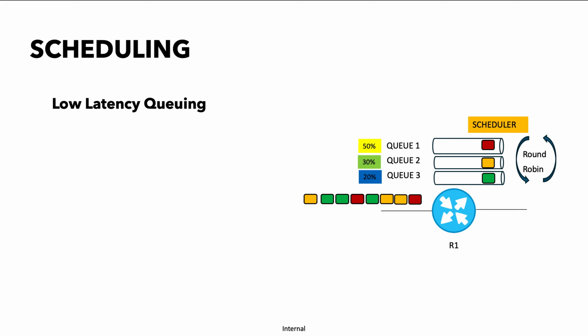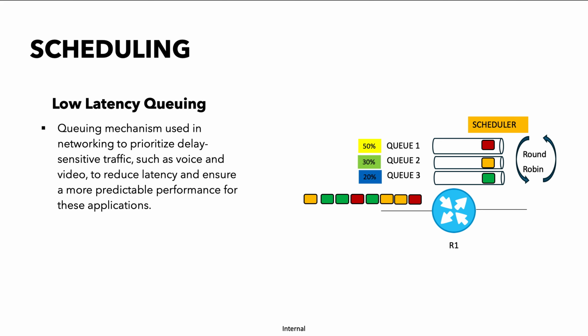It is a queuing mechanism used in networking to prioritize delay sensitive traffic such as voice, video to reduce latency and ensure a more predictable performance for those applications. As you know, in round robin queuing system, when a voice packet arrives, it is forwarded through Q1, which has a 50% bandwidth assigned. But for the next voice packet to be forwarded, the scheduler has to send data from other remaining queues as well. This adds delay and jitter, so which is not acceptable for voice calls.